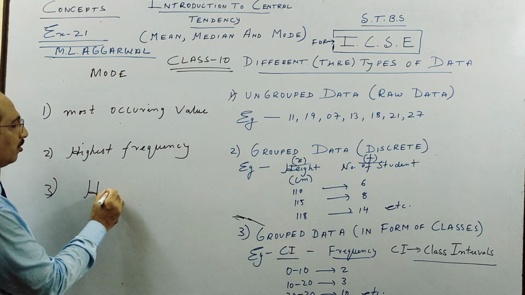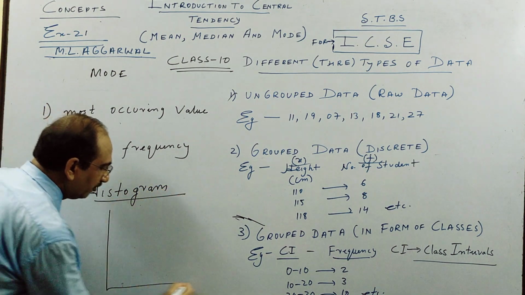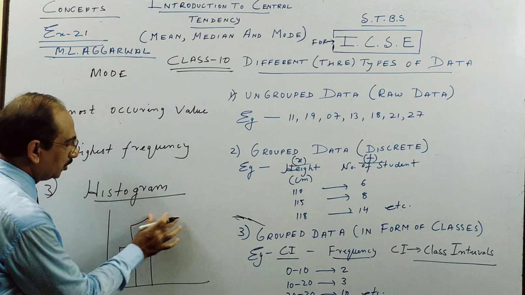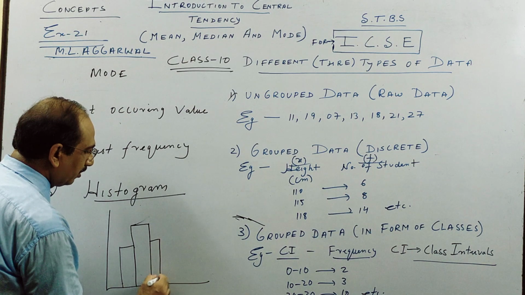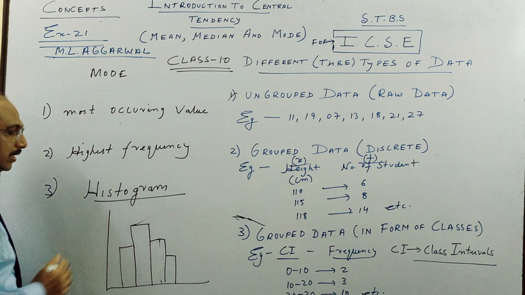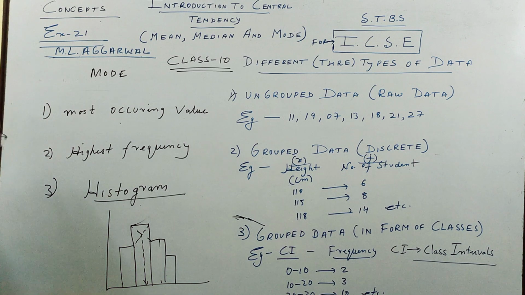And the third one here, we draw what we call a histogram. Histogram is something which you may have done in class 8. We have something like this, a joint bar graph. So something like this we draw, and we join and we take something like this, which you will see in the third part of mode. So kindly pause the video and copy.